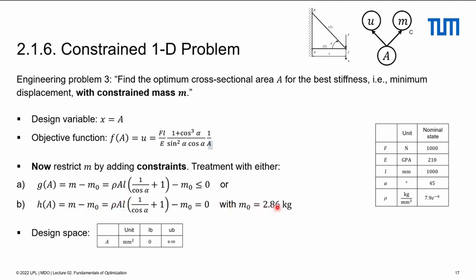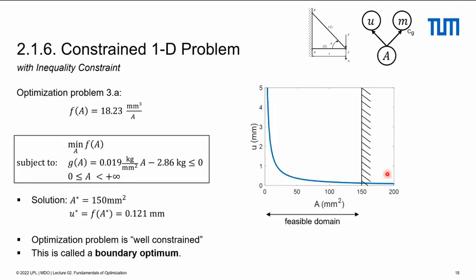And m naught we set here as 2.86 kilogram. I don't remember the reason, but I guess it's because we get a nice number in the end. And our design space is actually still an unbounded design space, so our design variable goes from 0 to infinity. And here are our nominal values and the result.